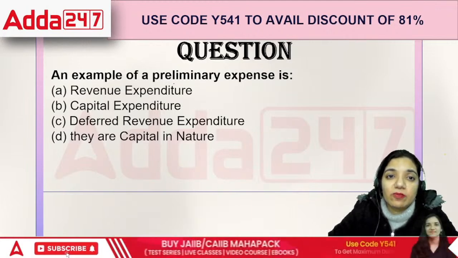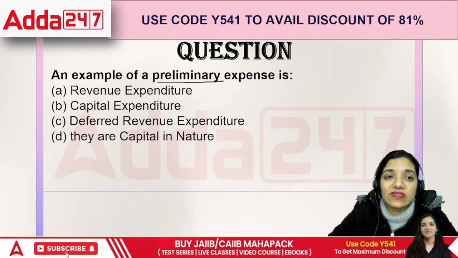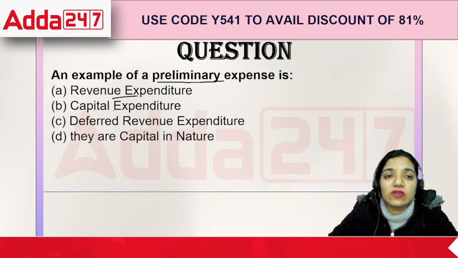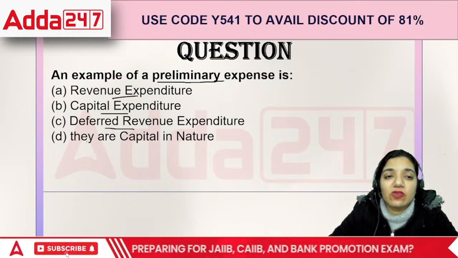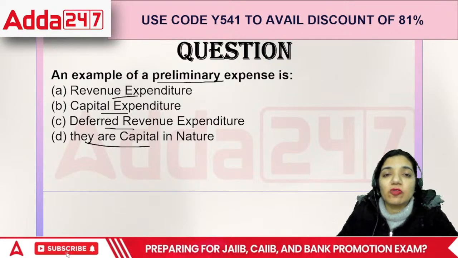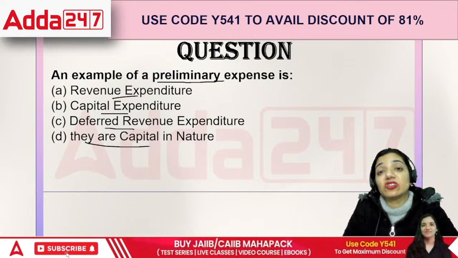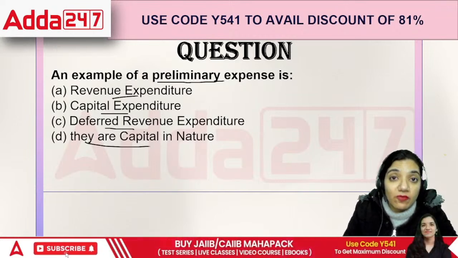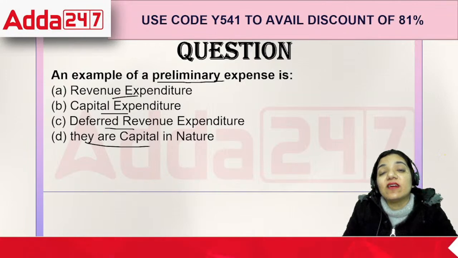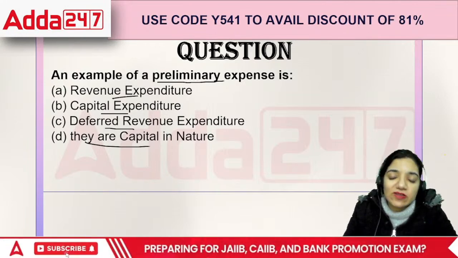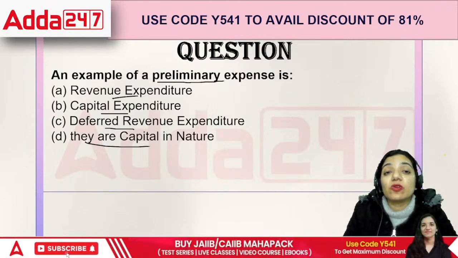An example of the preliminary expense is: revenue expenditure, capital expenditure, deferred revenue, or capital in nature. When we talk about preliminary expenditure, these are those expenditures which were incurred by the organization before it was born. So basically, before the organization was built up, there were certain expenditures that we were required to incur. That is what we call preliminary expenditure.